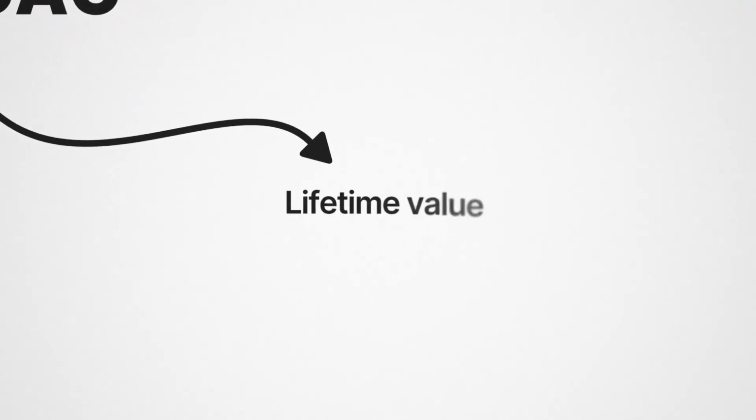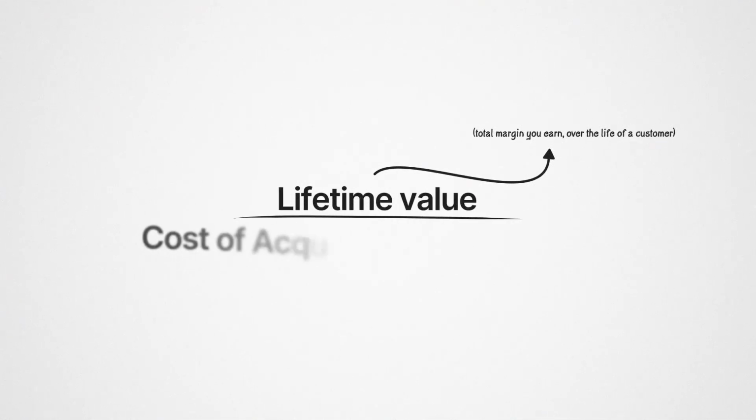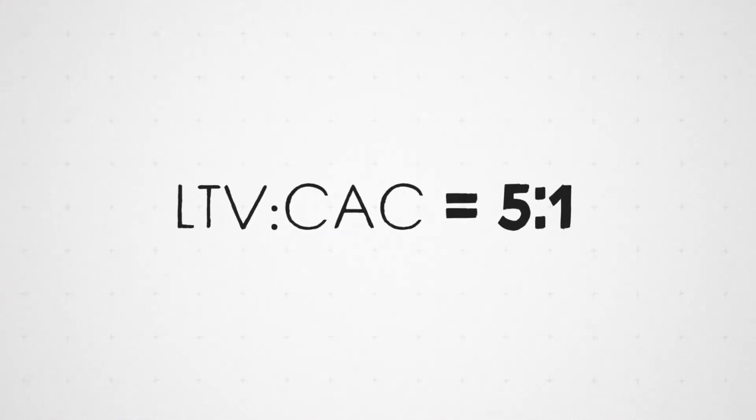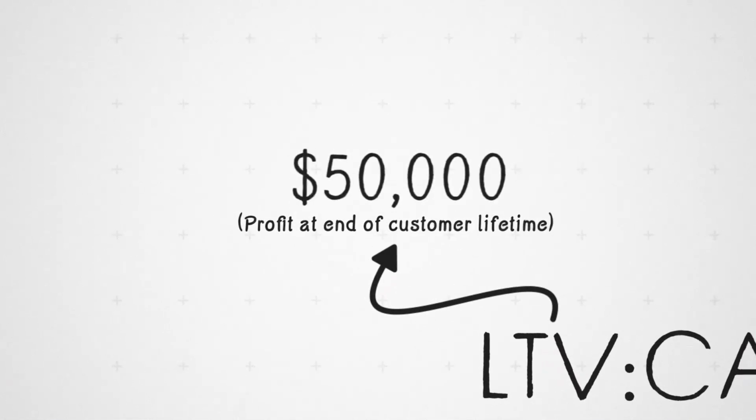Now, the reason this matters is because the single greatest measure of a brand's profitability is the LTV to CAC ratio. So that's lifetime value, which is the total margin that you earn over the life of the customer, divided by the cost of acquiring that customer. Now, let's say you have an LTV to CAC ratio of 5 and you spend $10,000 acquiring customers. That means at the end of their lifetime of those customers, you're going to have $50,000 of profit.